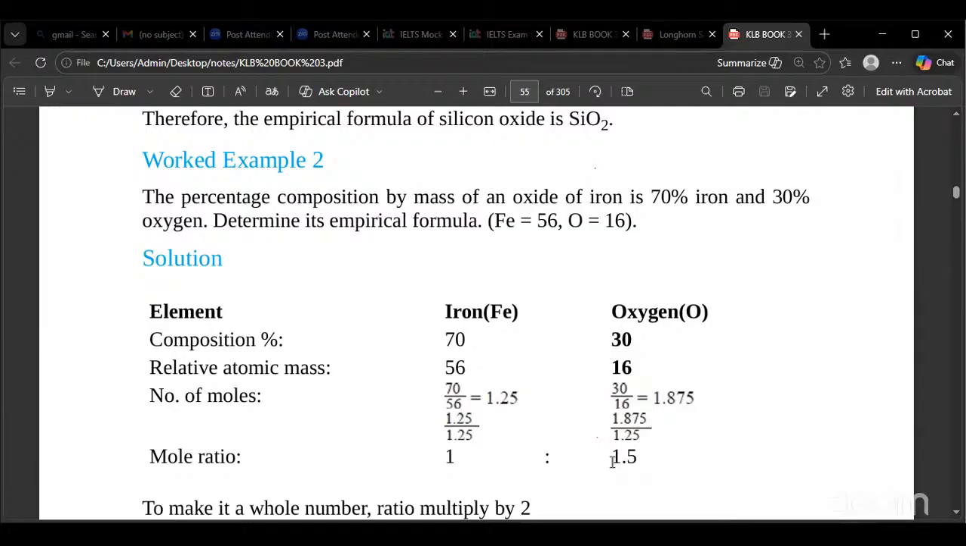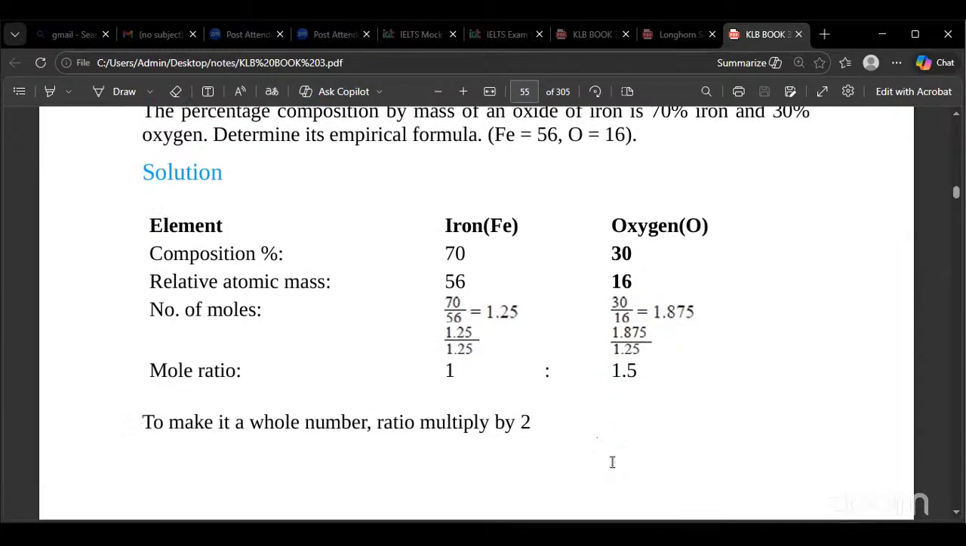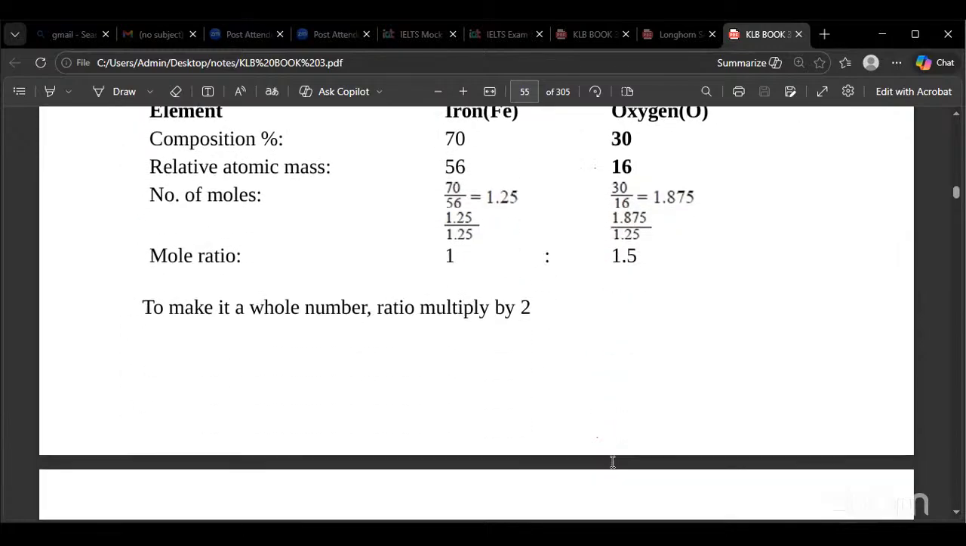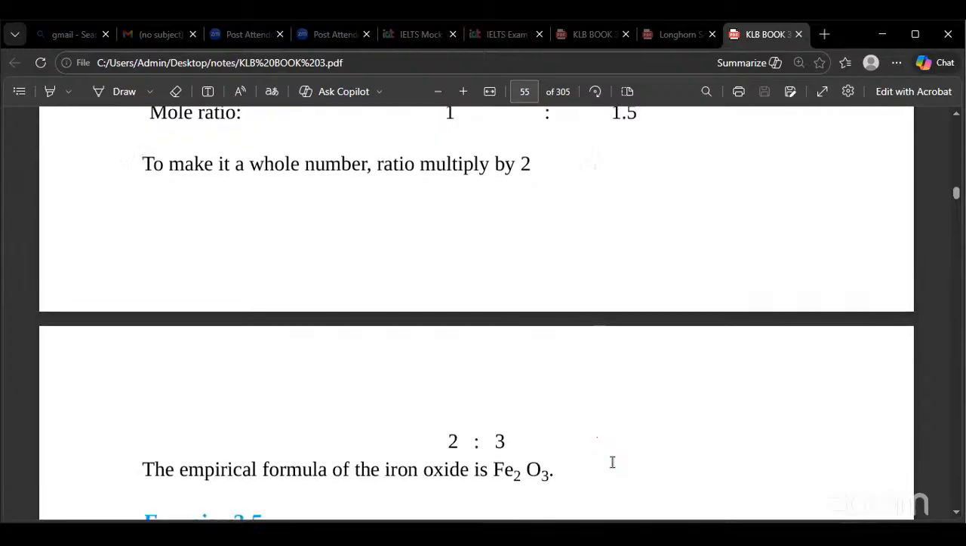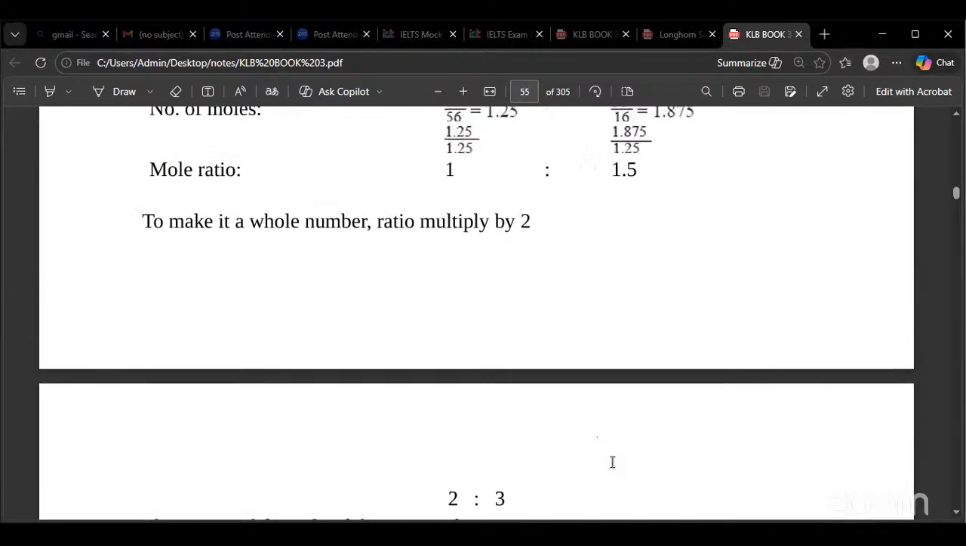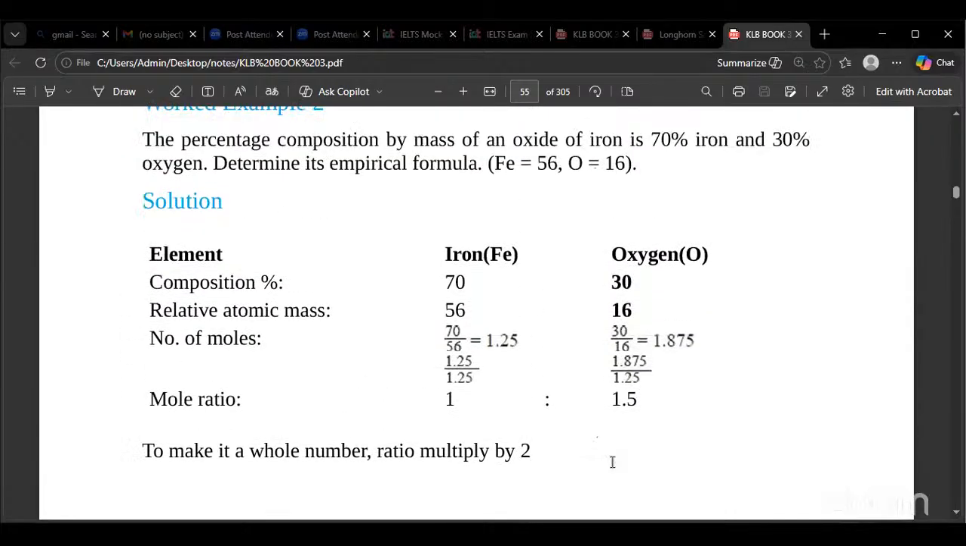To make it a whole number ratio, when you have a decimal of 0.5, that is where I said you multiply by 2. You don't round off. I'll show you why it is multiplied. So the actual answer now, when you multiply by 2, is Fe2O3. Now tell me where you messed up. Because I know you messed up. Now let me show you why we are multiplying by 2.